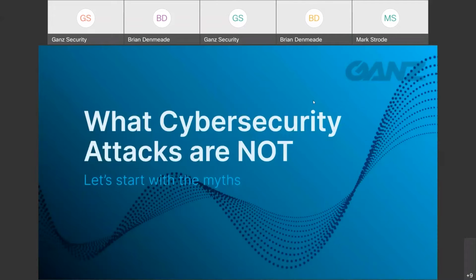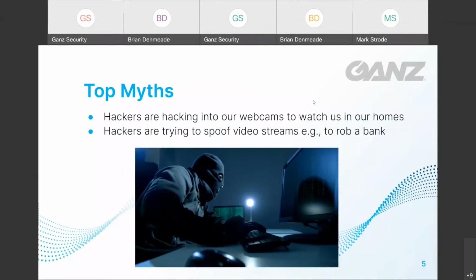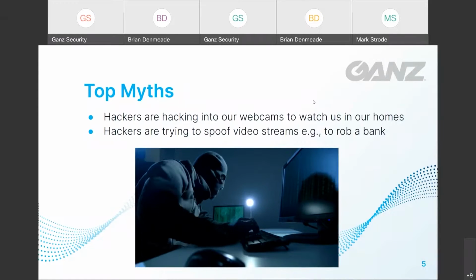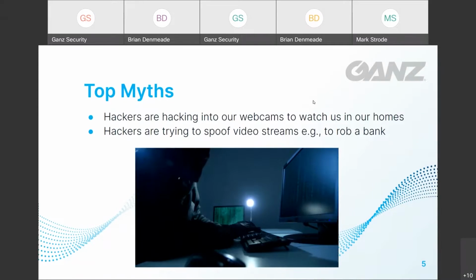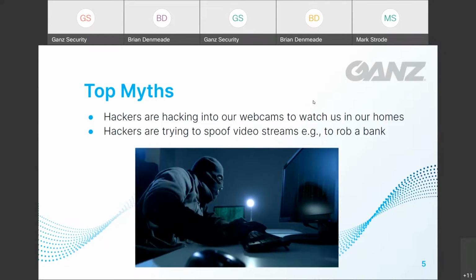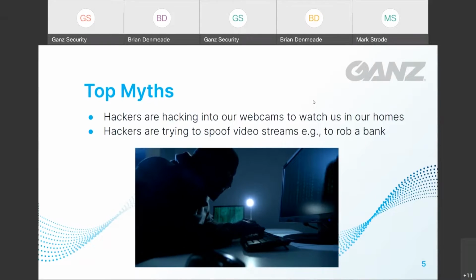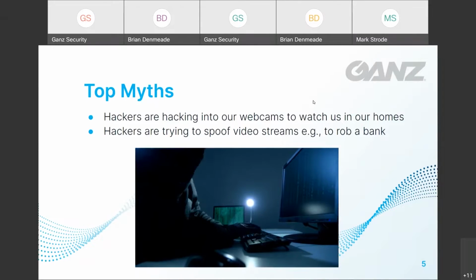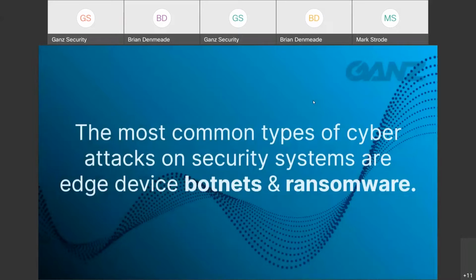So, what cybersecurity attacks are not? Well, they're not Hollywood, so let's start with that. There's always the myth that somebody's going to hack into your webcam. Somebody's going to try to spoof video from the cameras. And a lot of that really is just myths. It's Hollywood. There's not much gain from that for hackers.